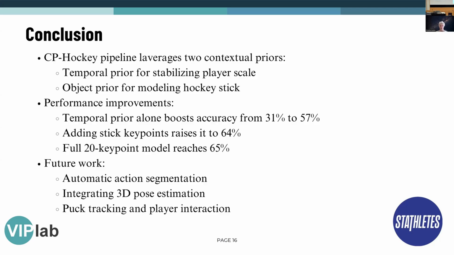In terms of performance, applying the temporal prior alone improves accuracy from 31 to 57%. When we add stick key points, accuracy climbs further to 64%, and our full 20 key point model, which also includes detailed head and wing marks, achieves the best result at 65%.